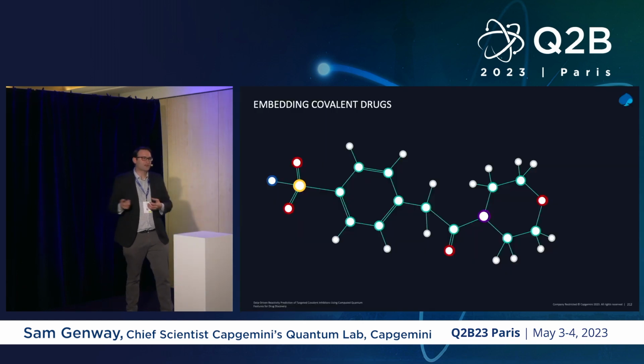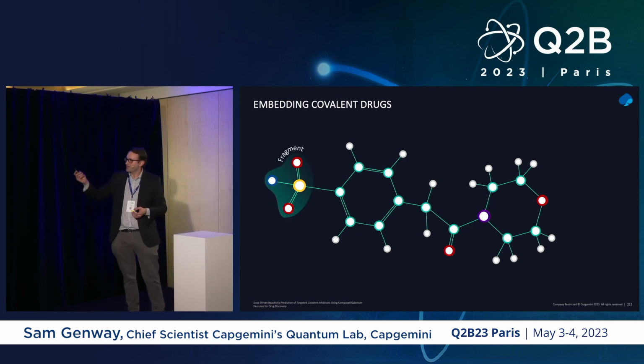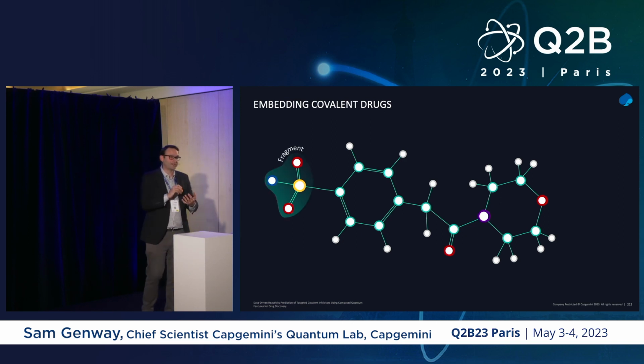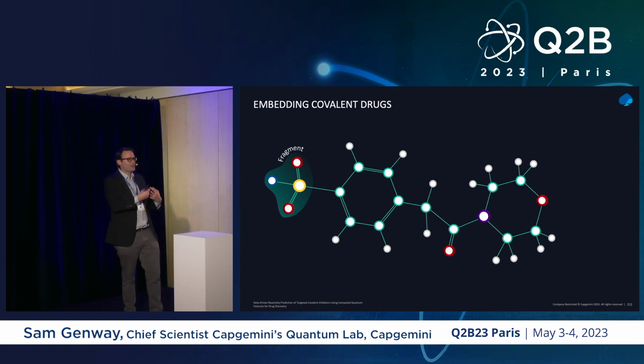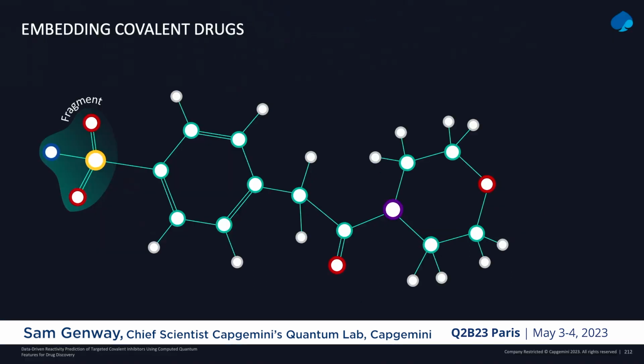I'll just show what that looks like for one of these molecules. This is a molecule you can see on the left-hand side. This is the fragment. This is the reactive group. This is the warhead, the sulfonyl fluoride warhead. And actually, this is common to all of the molecules in the data sets, because we're looking to predict the reactivity of this particular kind of covalent drug molecule. So this is easy enough.